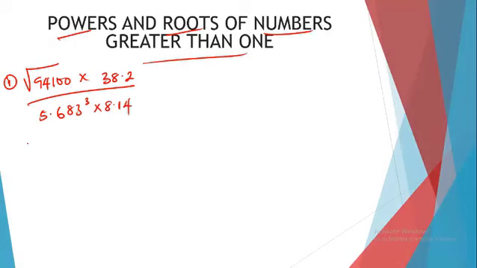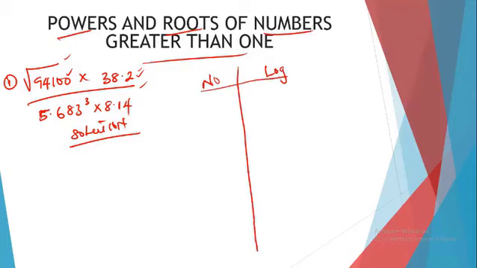Okay, we have a problem here on the screen. Square root of 94100 times 38.2 all over 5.683 raised to power 3 times 8.14. Let us solve this. This is the combination of roots, multiplication, and division. Okay, so let us start. Let me use here. We have number, we have log.